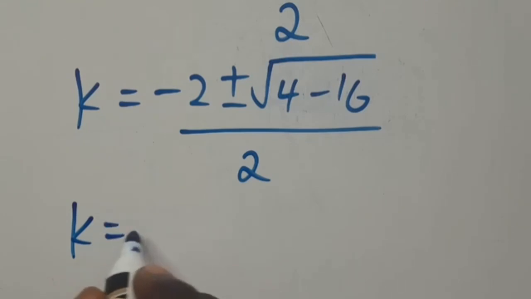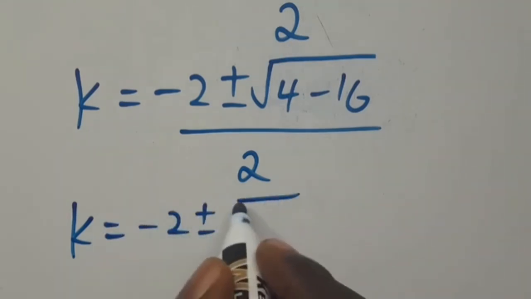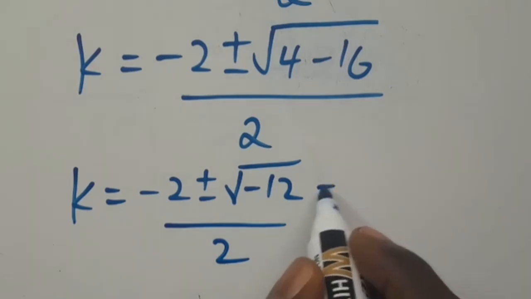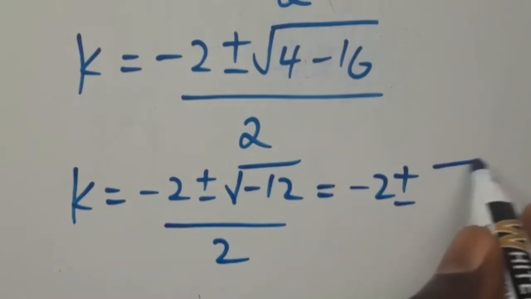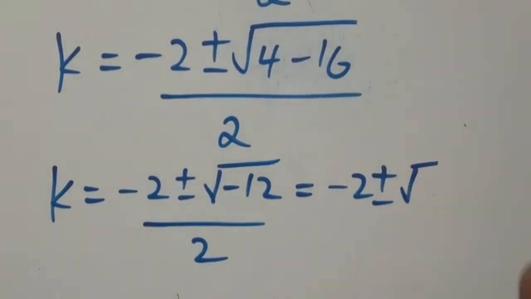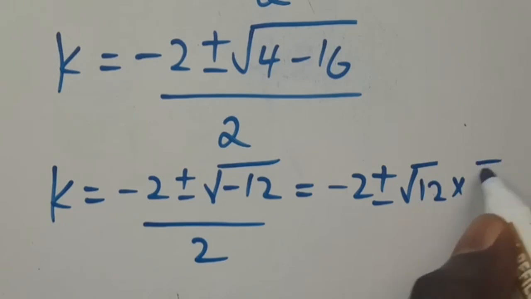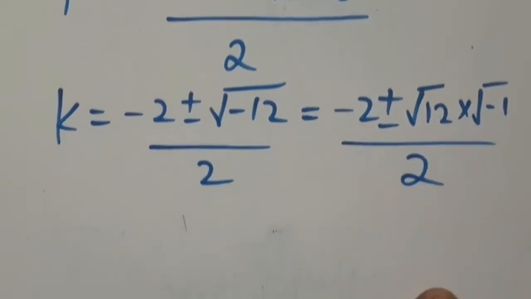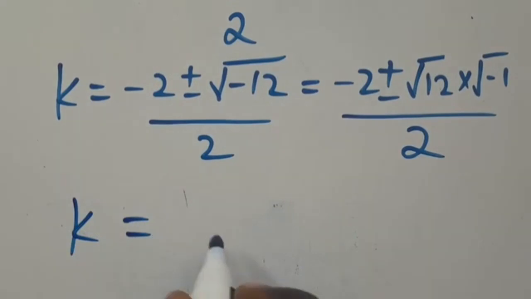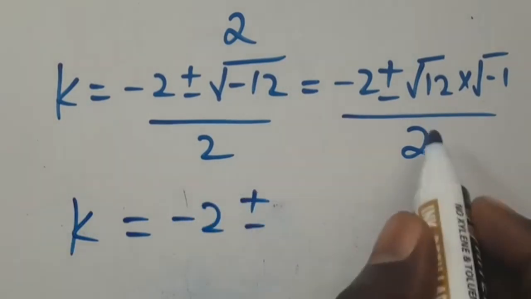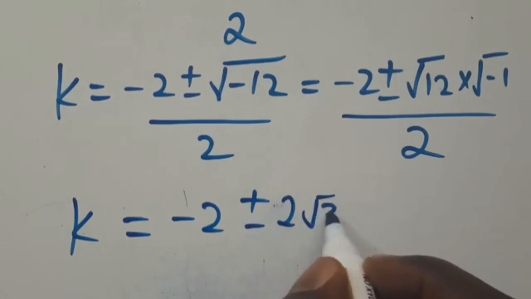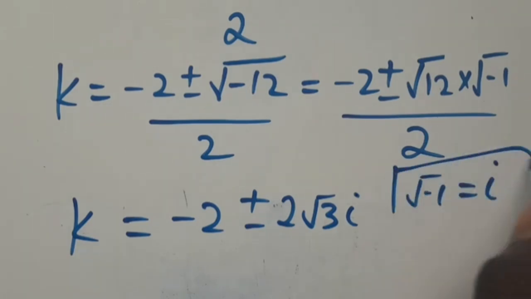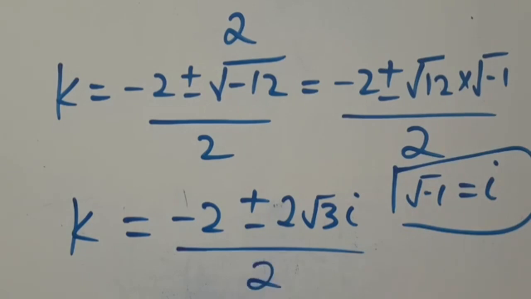We have k to be equals minus 2, positive or negative. Root of 4 minus 16 will be minus 12 again, divided by 2, which equals minus 2, positive or negative root of 12 multiplied by root of minus 1. We can simplify this to be equals this, divided by 2. So from here we have k to be equals minus 2, positive or negative. Root of 12 will be 2 root 3. Root of minus 1 equals i, a complex number, divided by 2.